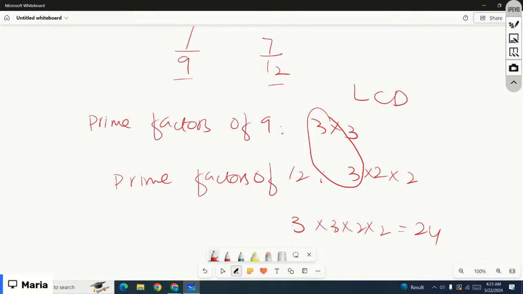Hold on. 3 times 3 is 9, 9 times 2 is 18, and 18 times 2 is 36. That is 36, not 24, right? Sorry, not 24.